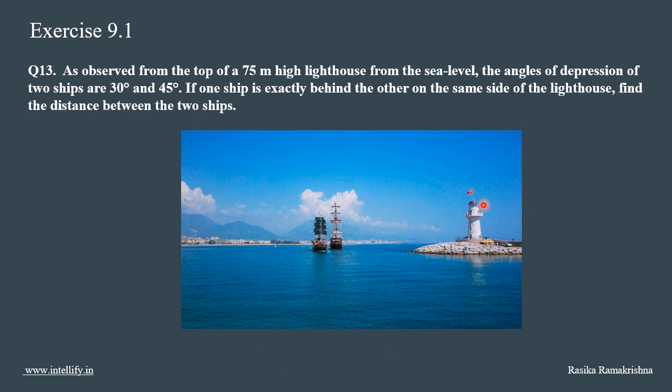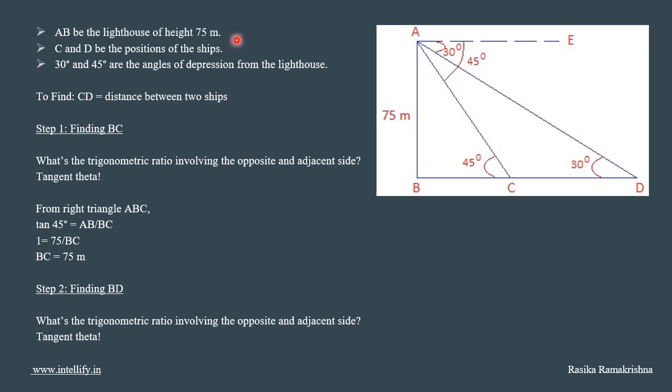Alright, so here is your sea. You have two ships here and you have a lighthouse here. Observing these ships from the top of the lighthouse, right? So obviously there is going to be an angle of depression. So we are given the angles of depression of both these ships from the same point, and we are also given that one ship is behind the other, and we are asked to find the distance between the two ships. Alright, so now that we have some idea as to how the situation would look, let's try and draw the figure.